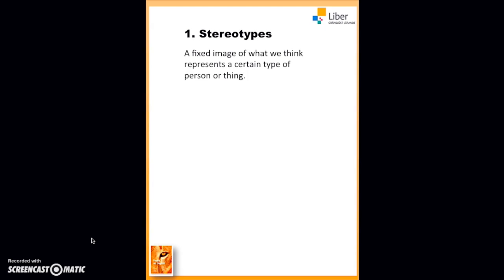Hi, this film is a suggestion for how to look at the gender perspective when working with texts. And before looking at the text, I would go through with my students what a stereotype is. Now, stereotypes are fixed images of what we think represents a certain type of person or thing, of course.